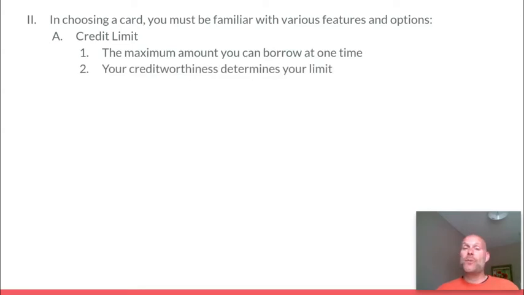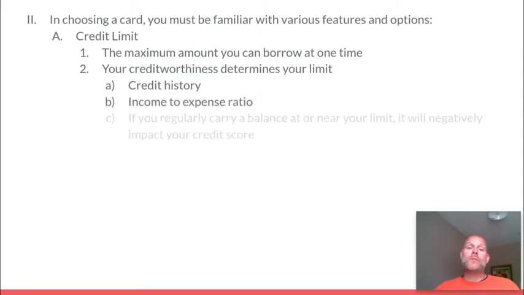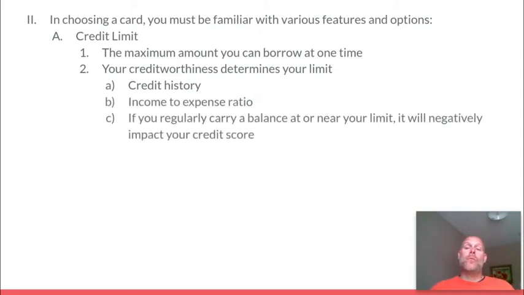And of course, that's determined by your credit worthiness. When issuing the card, the credit card company is going to run your credit and take a look at your history and say, all right, how much money are we willing to lend this person? That's your credit worthiness. The factors that go into that are your credit history and your income to expense ratio. And of course, if you carry a balance on other credit cards and you keep it near that limit, that will negatively impact your credit score, as we talked about in the credit chapter.